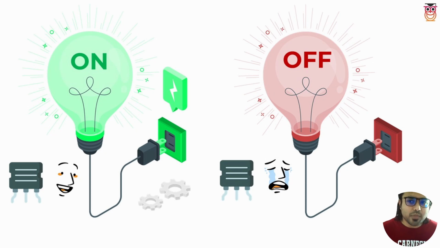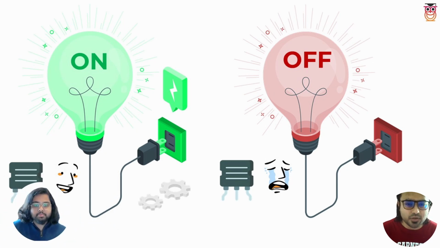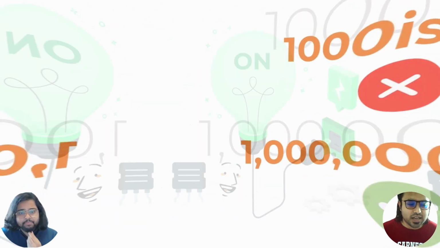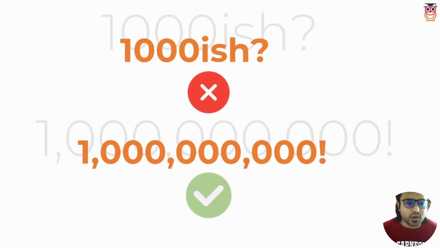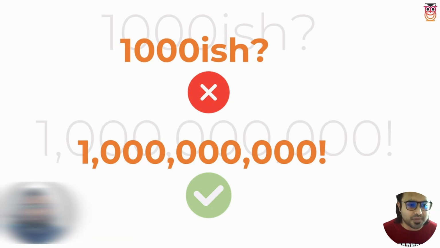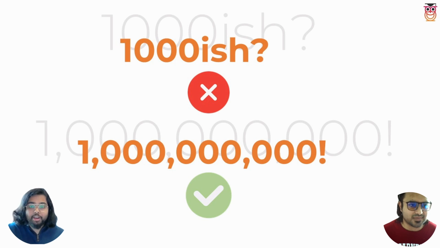Do you know, Jay, how many of these transistors are there in today's CPU? I don't know, probably like in the thousands. Not even close. We have hundreds of millions or even billions of these tiny switches in our modern CPUs. Okay, that's a lot more than what I was thinking.